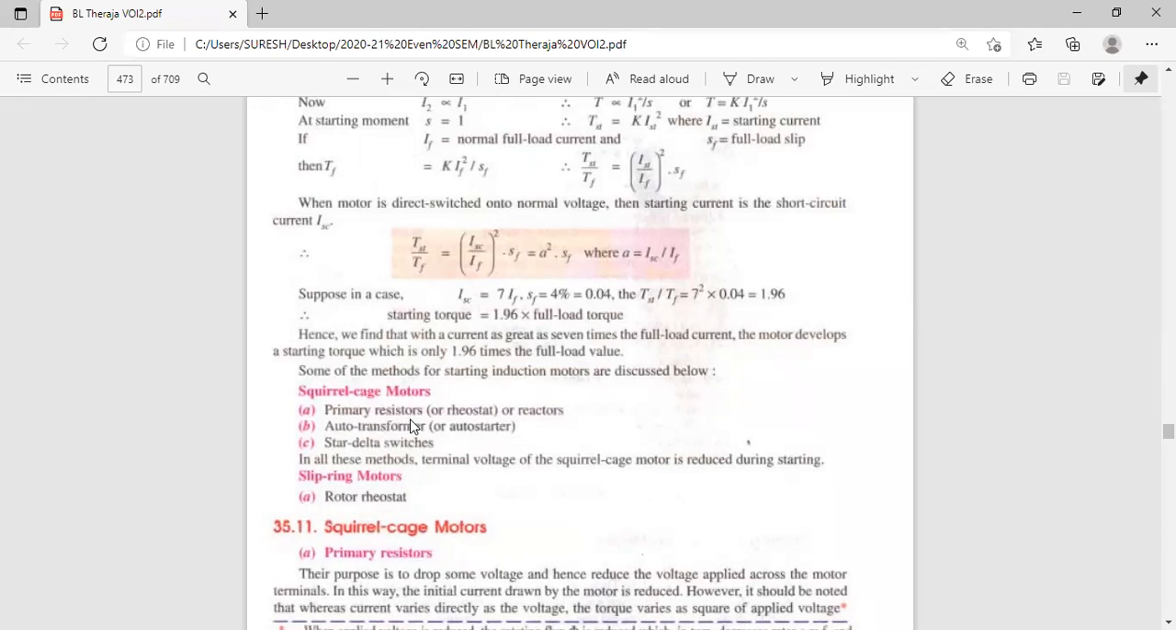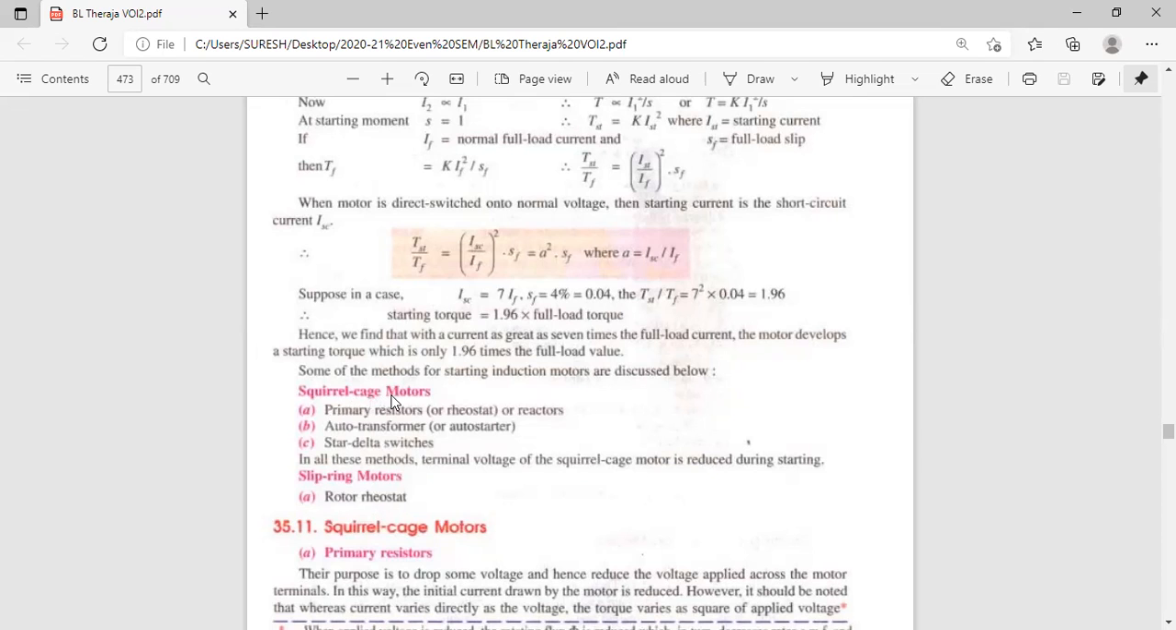First one is primary resistors. Second one is auto transformer. Third one is star delta. We have discussed the starting methods for squirrel cage motors, but we have not discussed them for slip ring motors. For slip ring motors, rotor rheostat. We have not discussed this. Today we will discuss this.